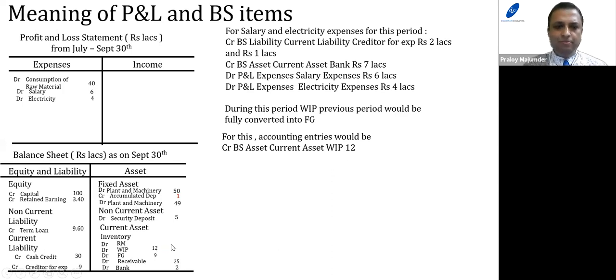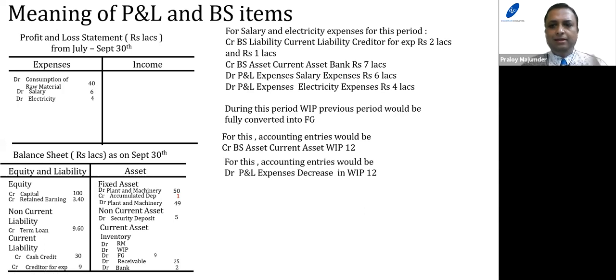Now WIP will become 0. Now the second entry, for accounting entry, would be the debit P&L expenses decrease in WIP. Since we are capturing both increase or decrease, I have put it as increase slash decrease of WIP. If it is a decrease, then it is positive. If it is an increase, that is negative. So in this case, debit 12, that's a positive one. So debit 12 has come.